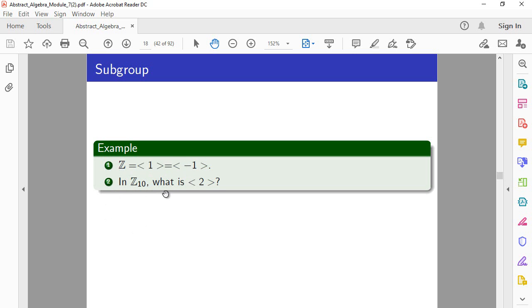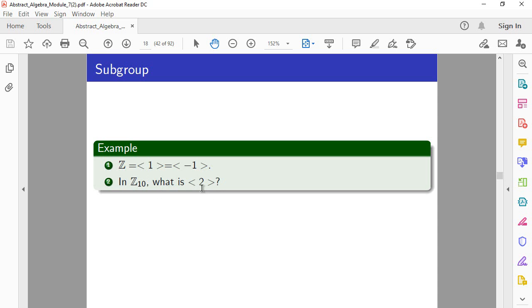In Z10, what is generated by 2? Well, Z10 is a group under addition. So to see what's generated by 2, you simply take multiples of 2 in Z10.